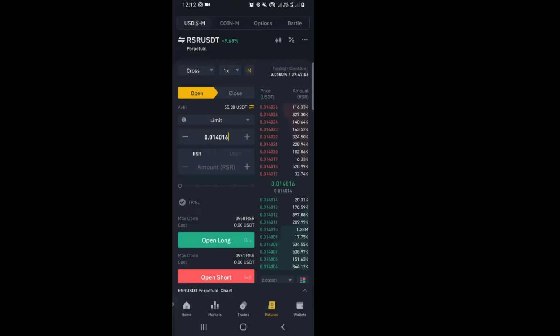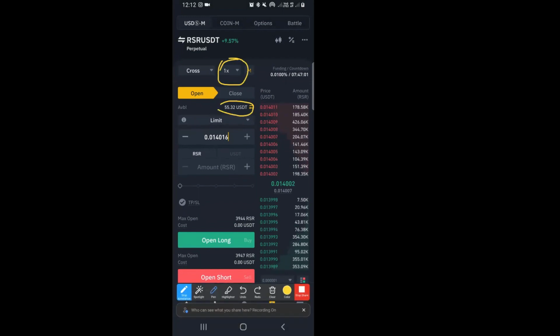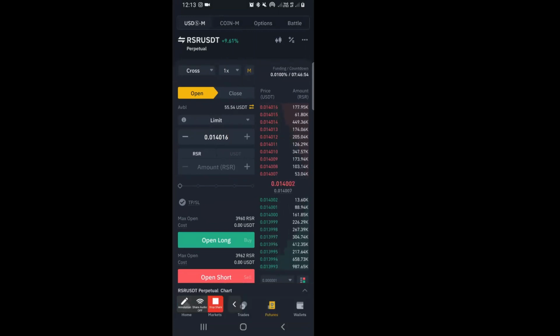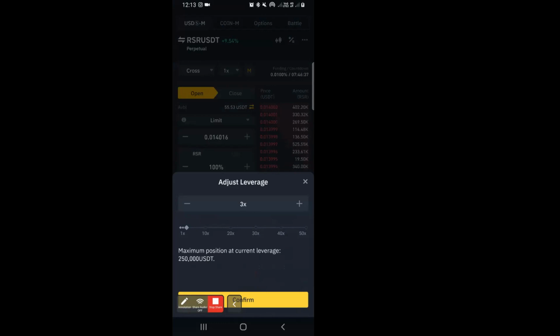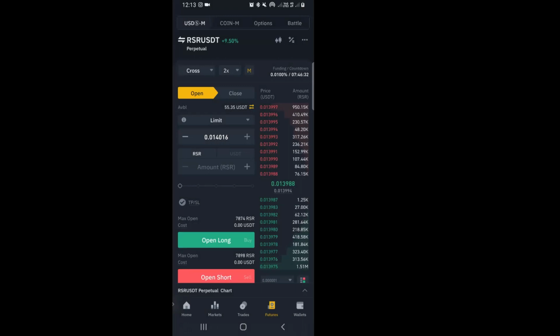I'm under 1x here, 1x. That means 1 times 55. If I slide to 100%, you will see that the amount of coin I can open is just 3,960 RSR. Then if I move to 2x, for example, that was 39, 2x 100%.